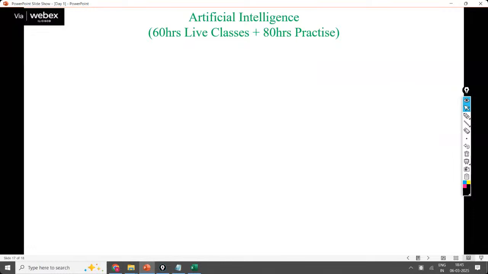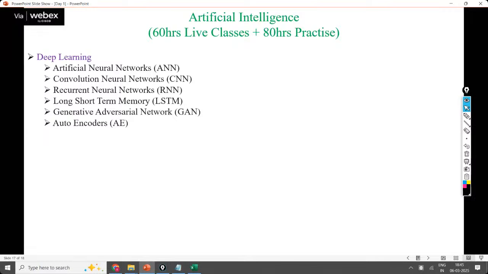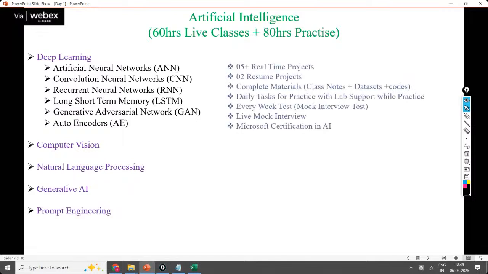Now, finally, AI. In this AI, we are going to cover deep learning, computer vision, natural language processing, generative AI, and prompt engineering. And here we are going to do 5+ projects. So 3 from data analytics, 7 from ML, 5 from this. Total 15 plus, minimum 15. Maximum it will be around 25. Approximately 25 projects will be there, close to. So 15 projects will be there.